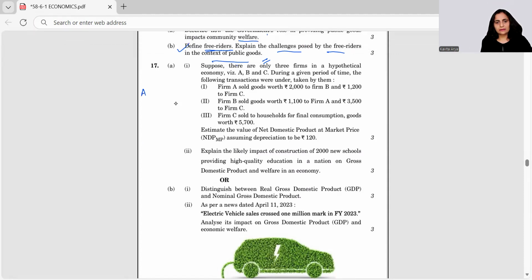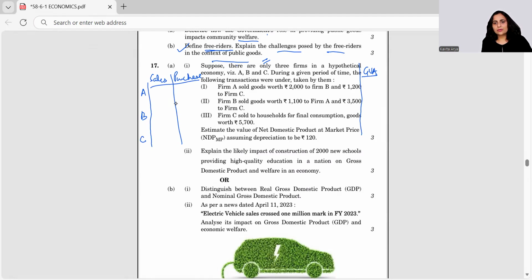Let's create the table here for form A, B, and C, and we have sales, we have purchases, right? There is no mention of change in stock. So out of this, from sales, when we subtract purchases, that is the value addition that happened, right? We'll give the date of value addition here.